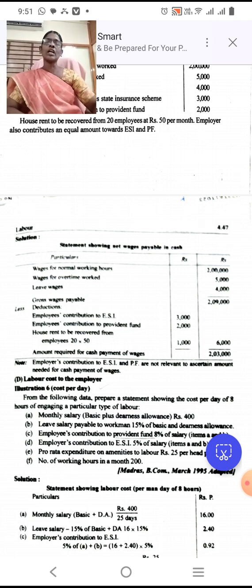This is how we calculate how much cash payment is required towards wages in a factory.